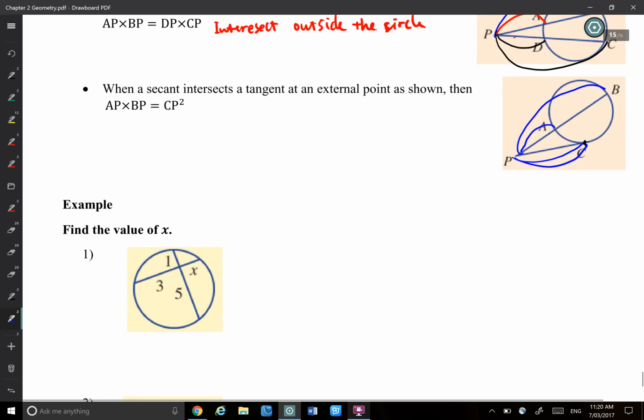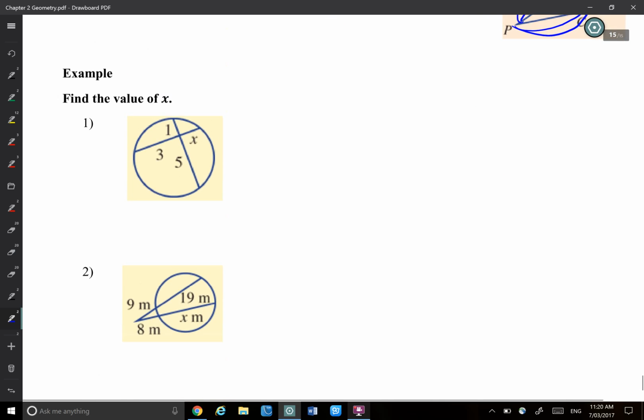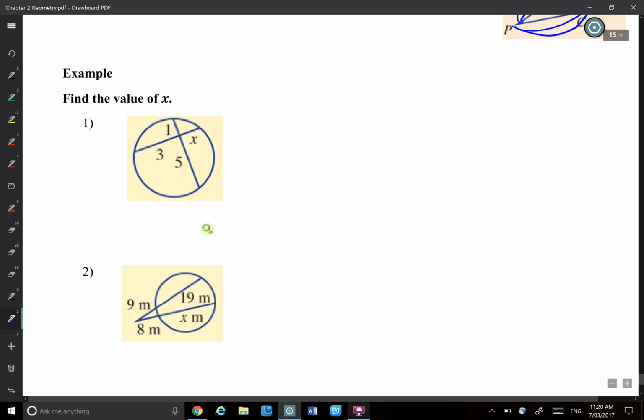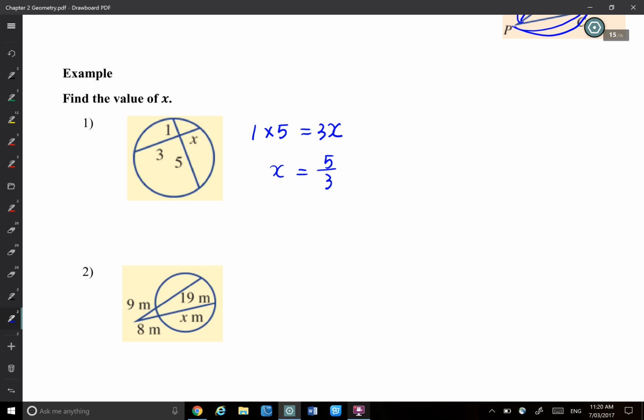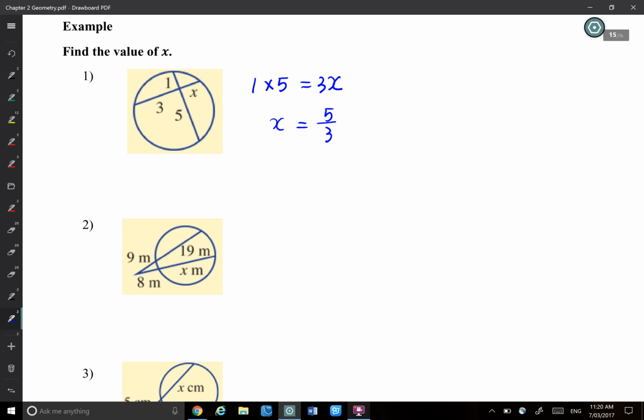So let's have a think about those questions. For example 1, it intersects inside, so itself times itself. So it's 1 times 5 equals 3x. Then x must be 5 over 3. There's no complex questions. It's quite obvious. You just use that to apply this.